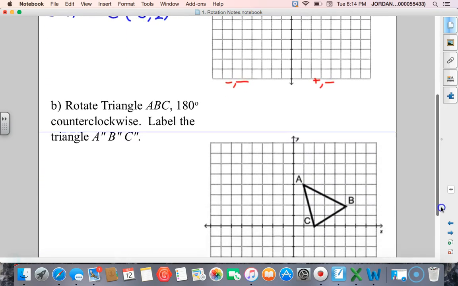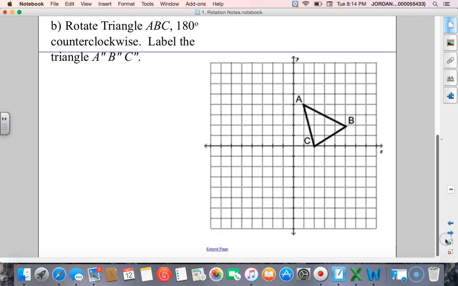So now let's look at this one down here. So I'm going to do another one with you because this one's different. It's rotating 180 degrees counterclockwise. So let's figure out what A is, what B is, and what C is. Okay, A is the point 1, 4 again, so that's the same. B is 2, 5, 5, 2. And then C is the point 2, 0 again.